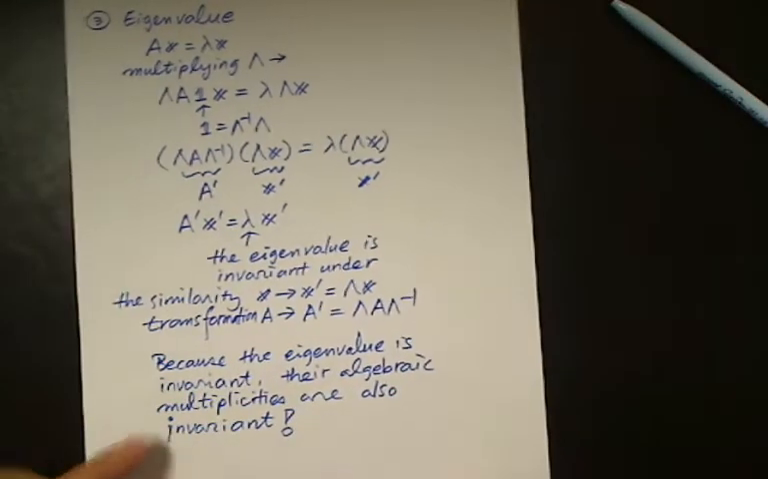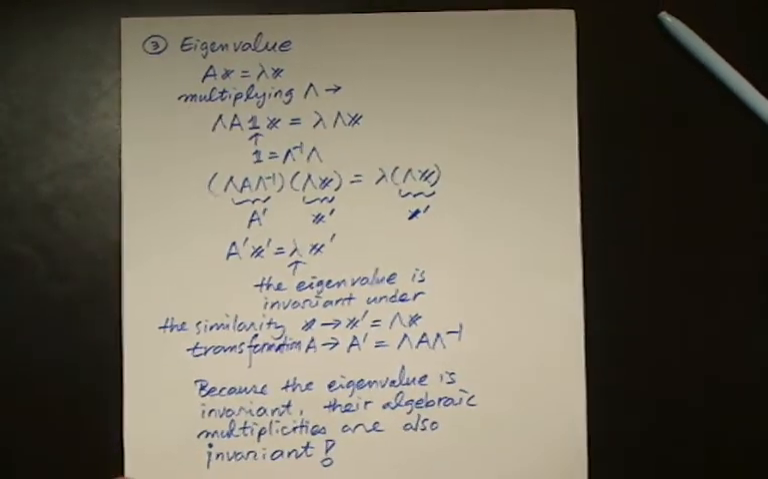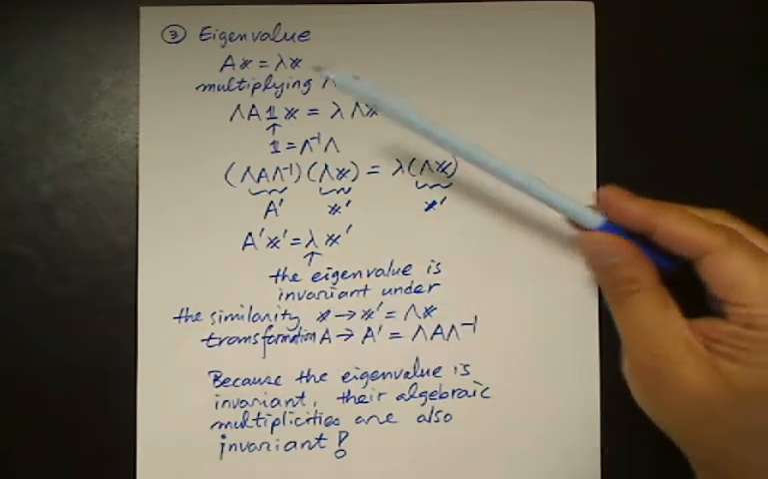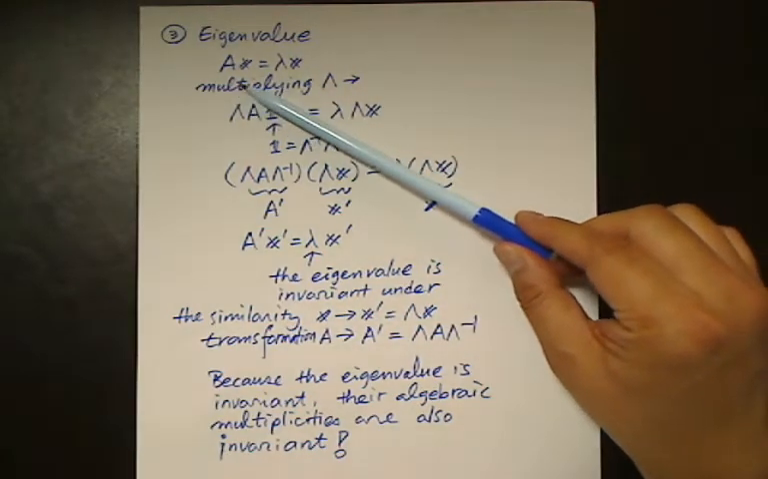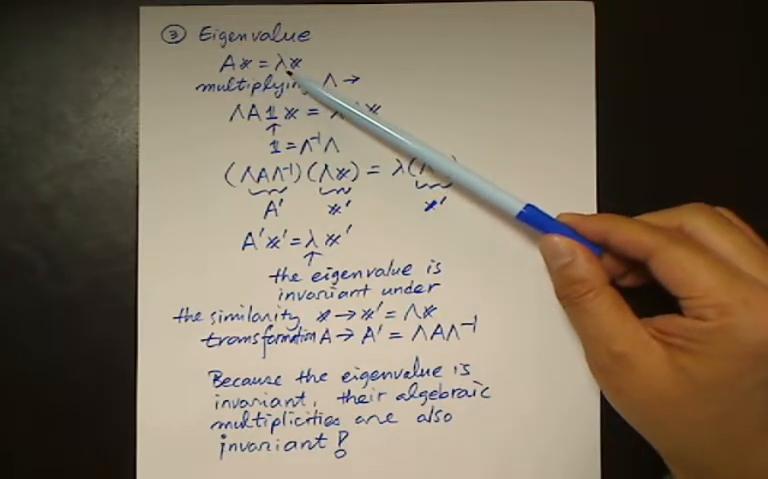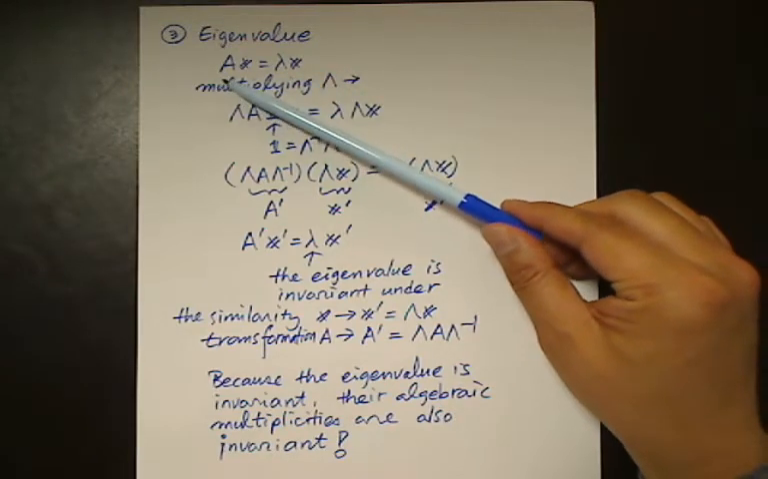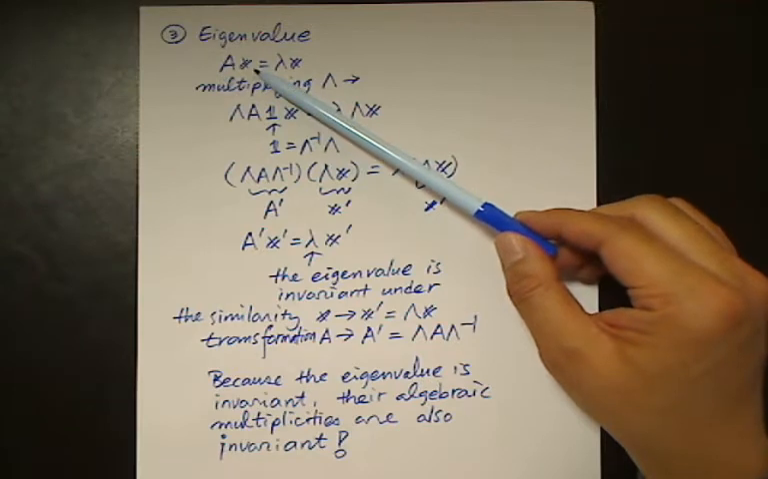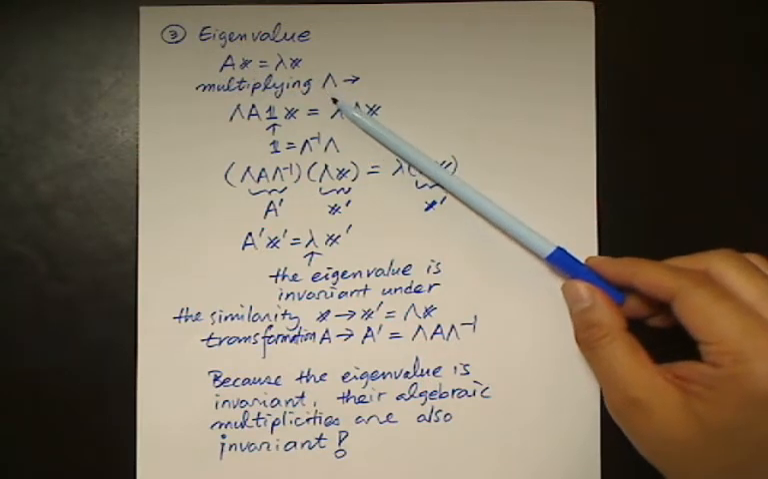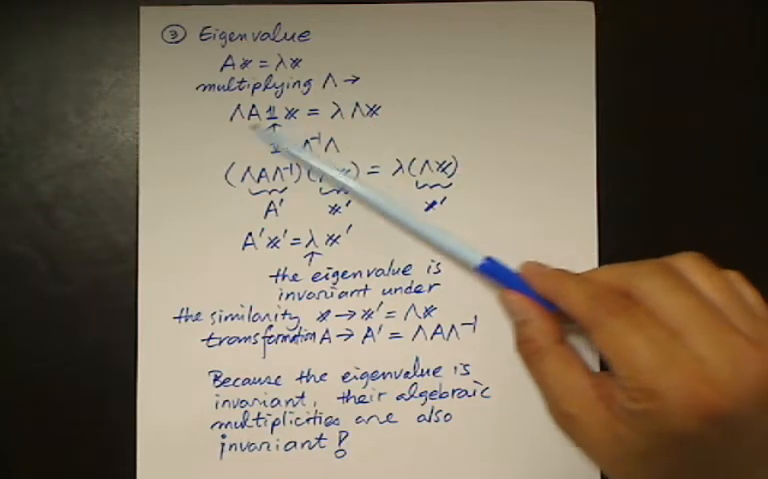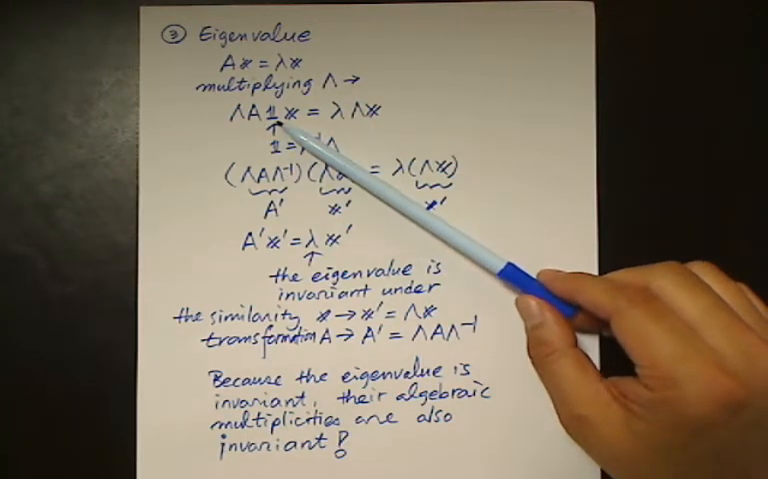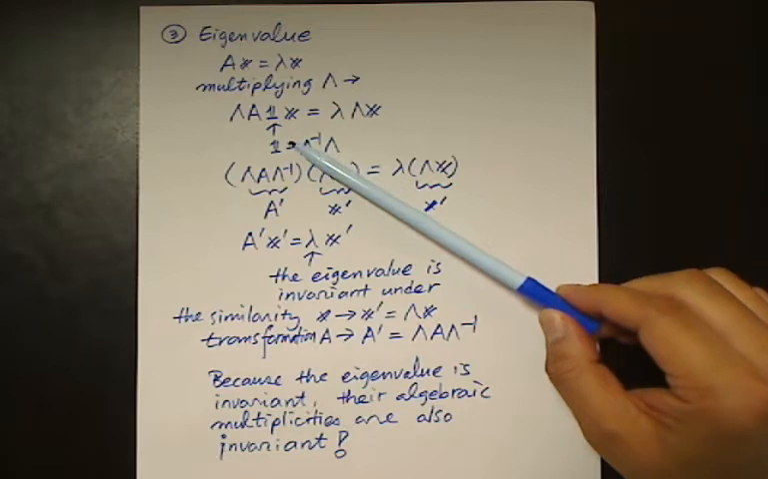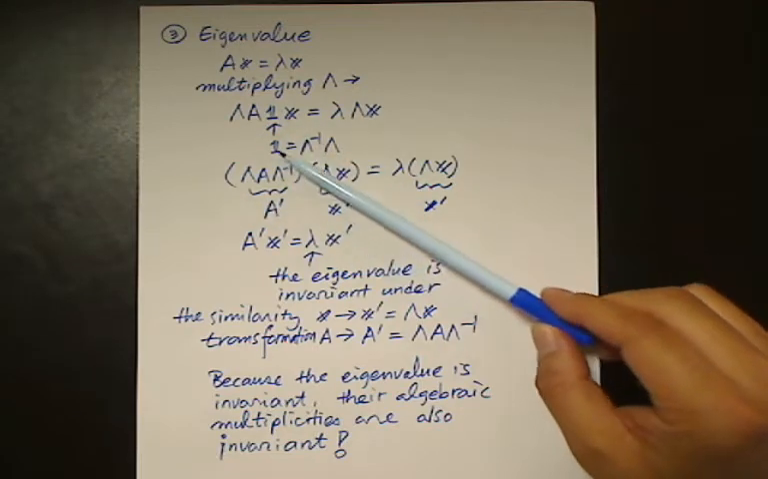In addition, we have an interesting result. Eigenvalue is also preserved. Consider an eigenvalue equation Ax equals lambda x, where A is a n by n square matrix, complex square matrix, and x is an eigenvector. If I multiply an invertible matrix lambda to the left-hand side and insert identity and replace it by lambda inverse lambda, then what I obtain on the left-hand side is the lambda A lambda inverse.